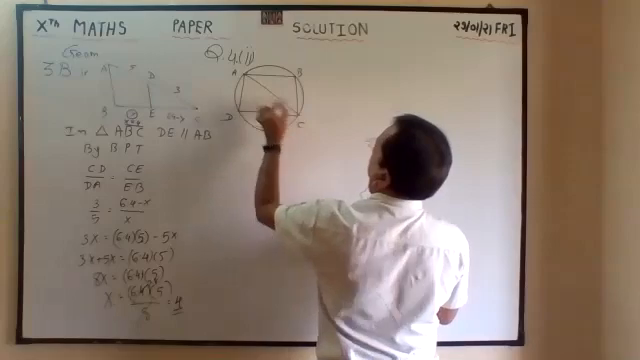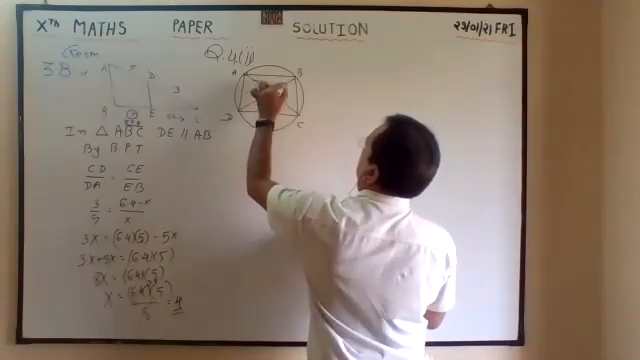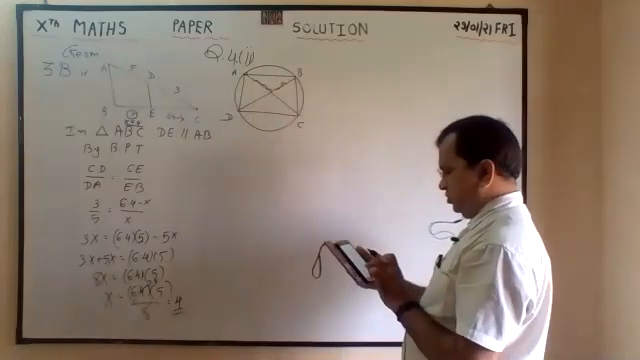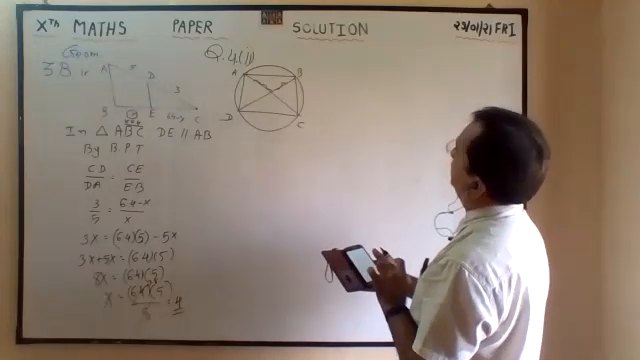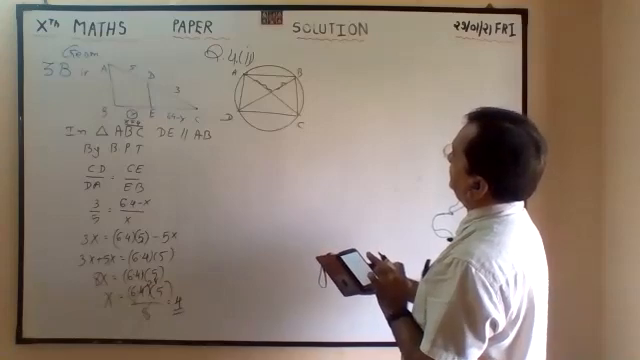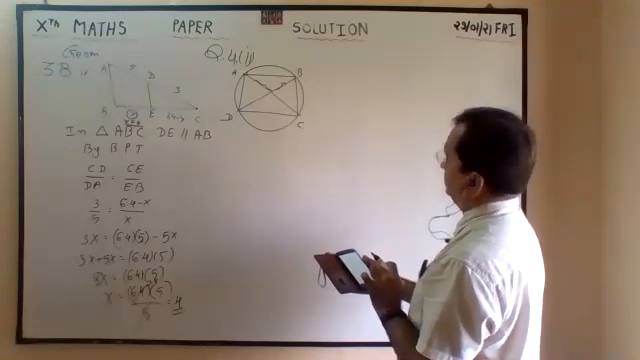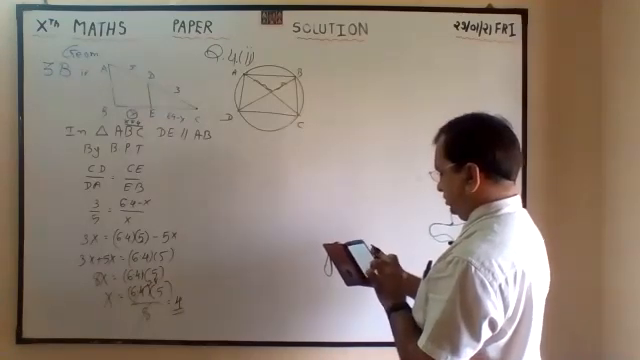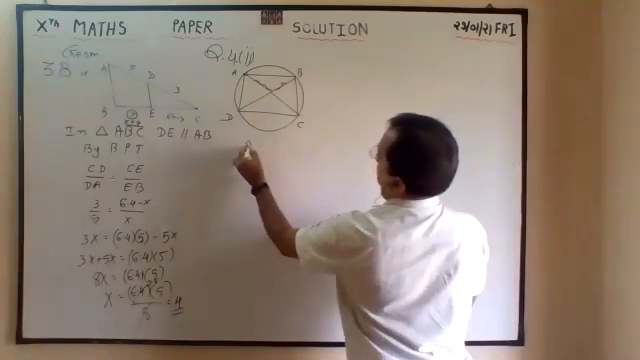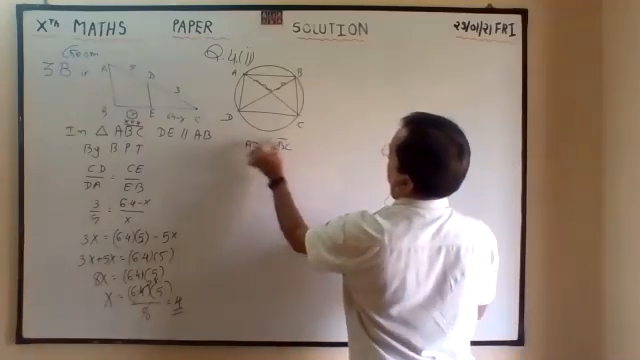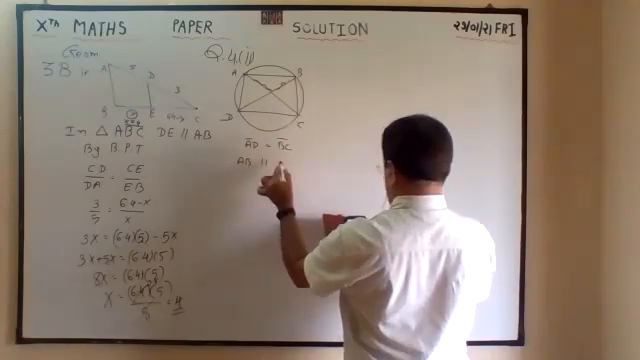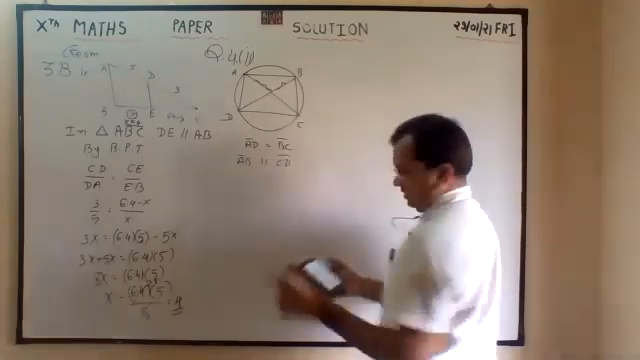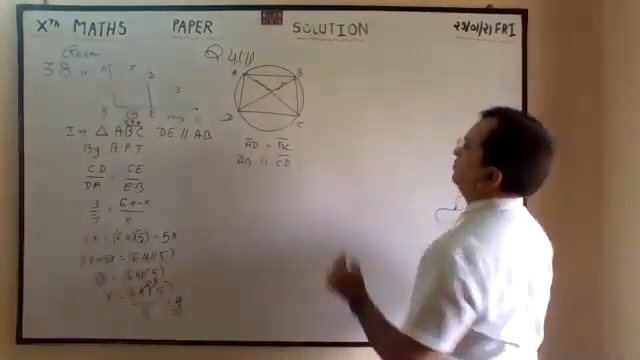Diagonals are given congruent. So AD and BC are equal. AD, BC are equal. And we have to show AB is parallel to CD.